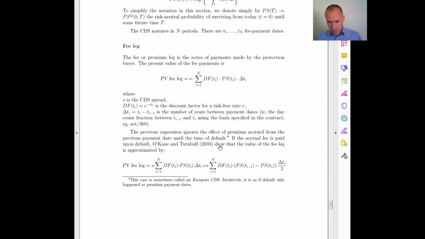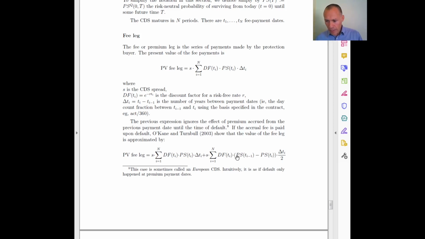So if the contract specifies that, the present value of the fee leg is what we have before, so this term here, plus a little bit, which is that part of the accrued premium. Okay, so the details of this are provided in the paper, but intuitively what we are saying here is that this is the probability of surviving until the beginning of the period and then defaulting over the whole period.